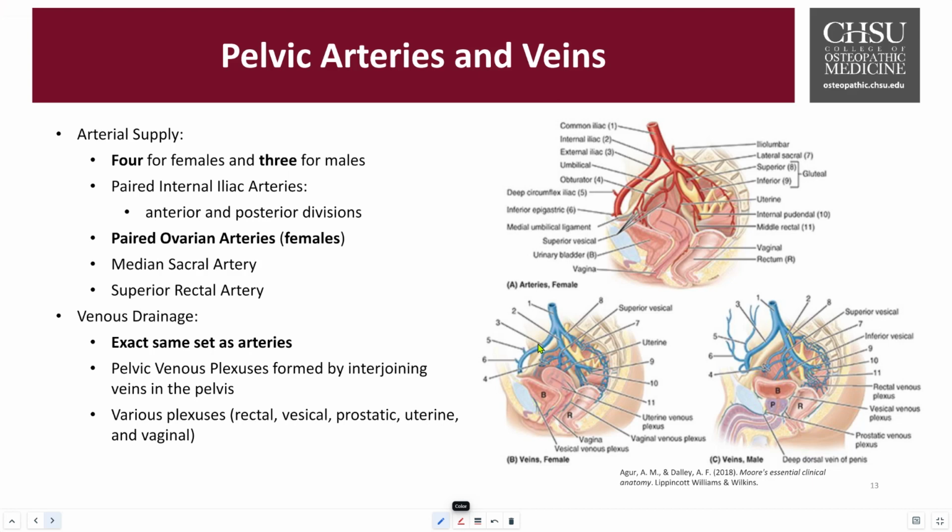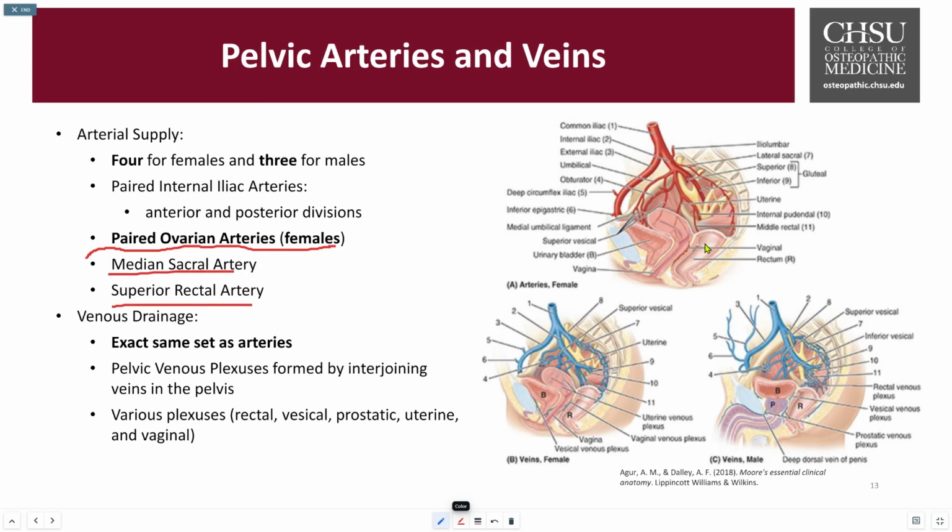Arterial supply of the pelvis. So key supplies here: there are 4 arteries in the female and 3 in the male. They're the paired internal iliac arteries, which divide into the anterior and posterior divisions. For the females, we have the paired ovarian arteries that we don't have in the male. And for both, we have the median sacral artery and then the superior rectal artery.